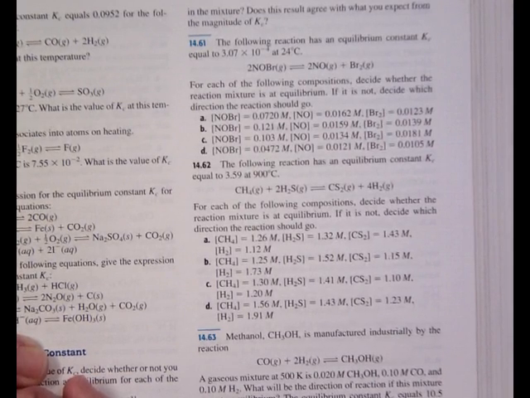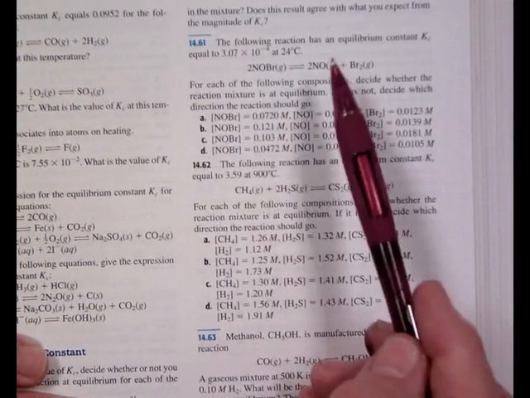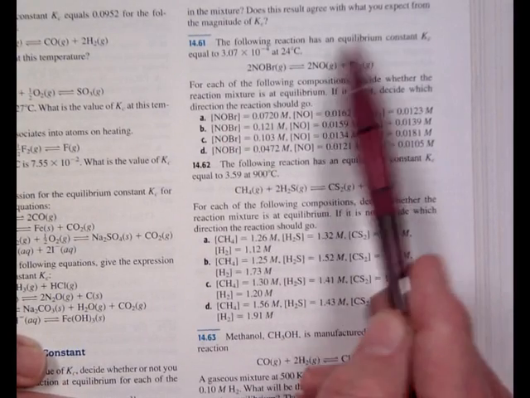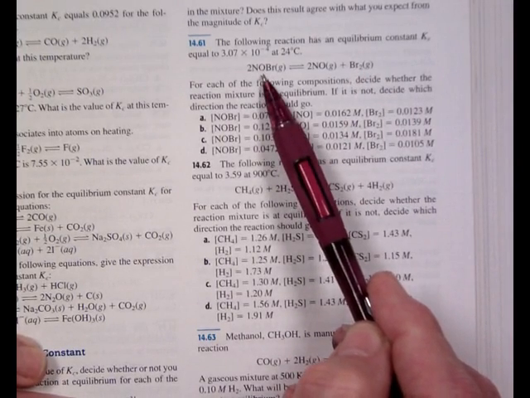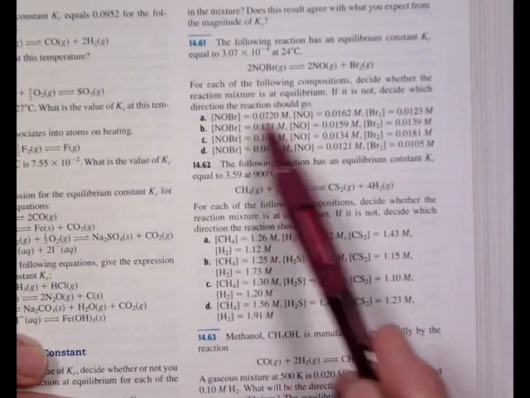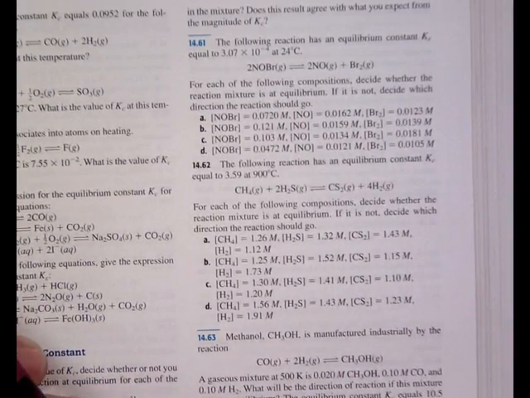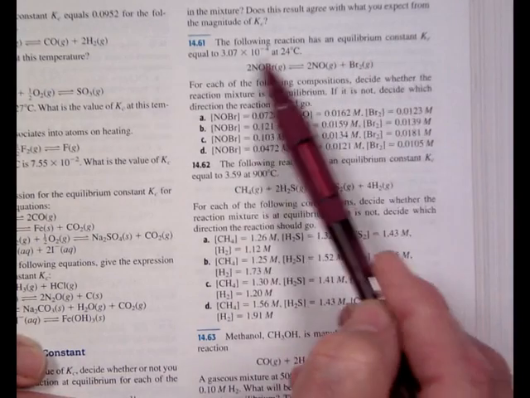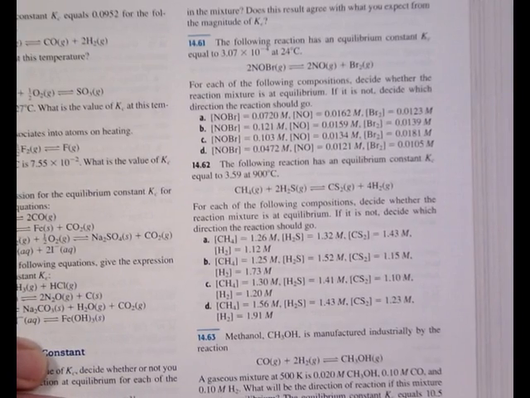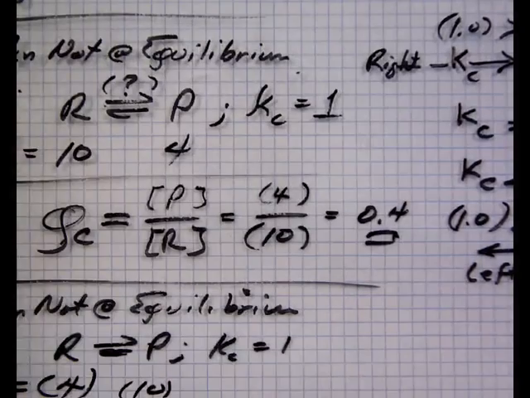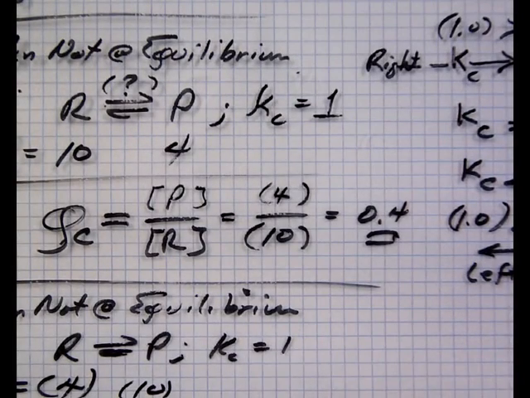You're already there. So in this case, you'd have nitrous oxide squared times bromine, divided by the nitrosyl bromide squared. Take the values, plug them in, calculate the Q value. Compare it to the 3.07 times 10 to the minus 4, and decide, well, is Q greater than, less than, or equal to? And use the diagram that I gave you to decide if it goes left or goes right.